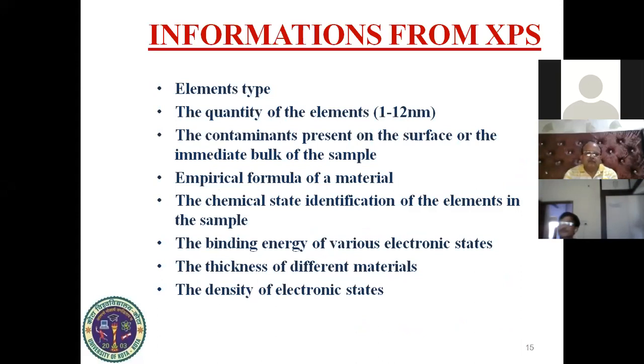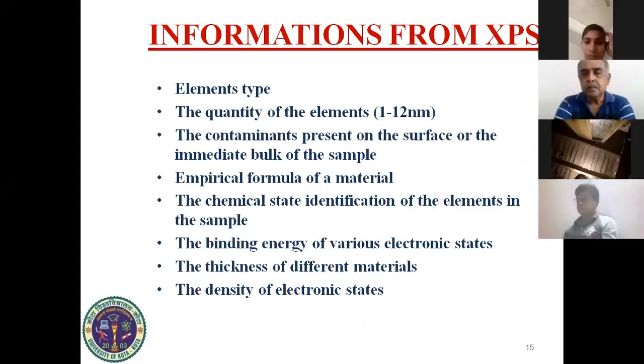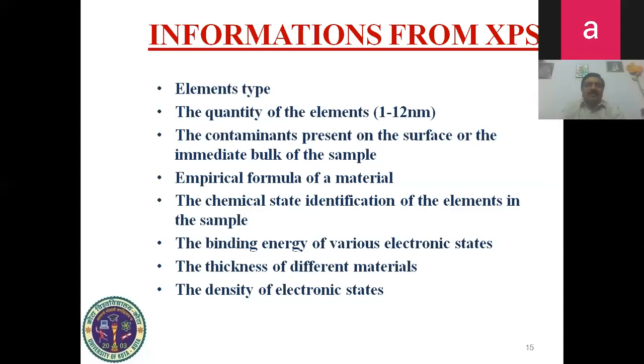Now, information from XPS. What information can we get from XPS analysis? This is very important because we are using this technique for getting important information so that we can draw or conclude some results with our XPS analysis in research. First, we can identify the element types just by looking at the XPS spectrum, because for most of the core level electrons, binding energies are known.